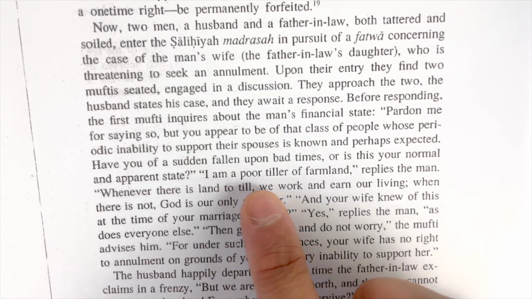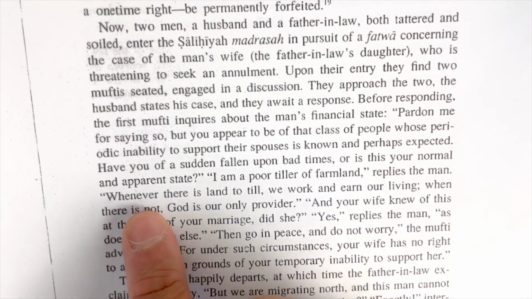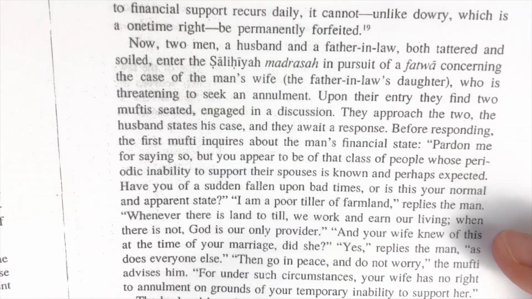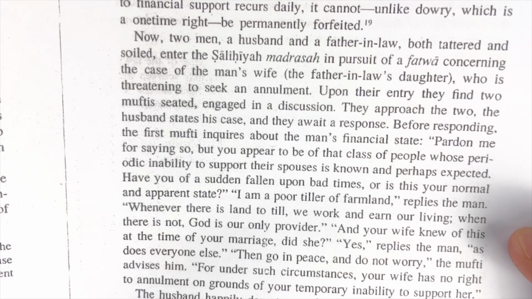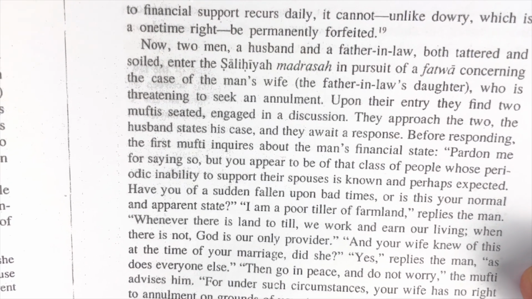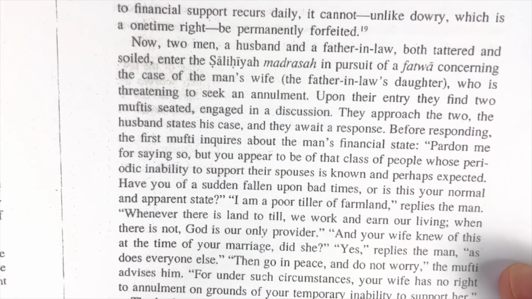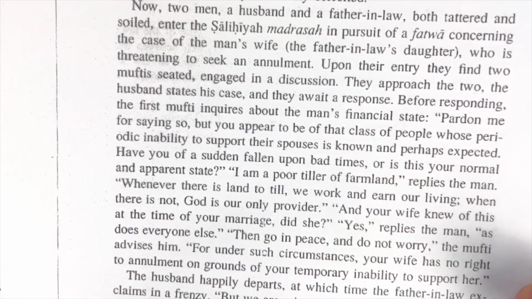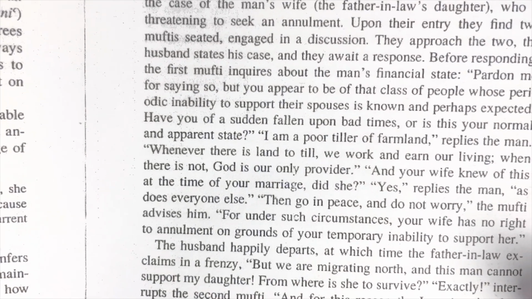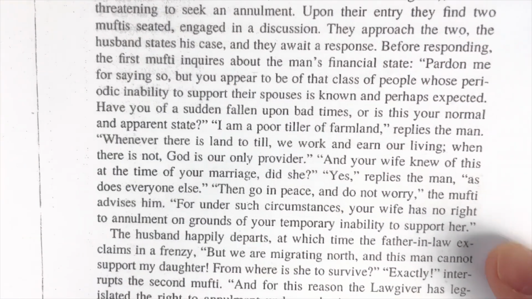I am a poor tiller of farmland, replies the man. Whenever there is land to till, we work and earn our living. When there is not, God is our only provider. He then asks, and your wife knew of this at the time of your marriage, did she? Yes, replies the man, and as does everyone else. Then go in peace and do not worry, the mufti advises him. Under such circumstances, your wife has no right to annulment on grounds of your temporary inability to support her.